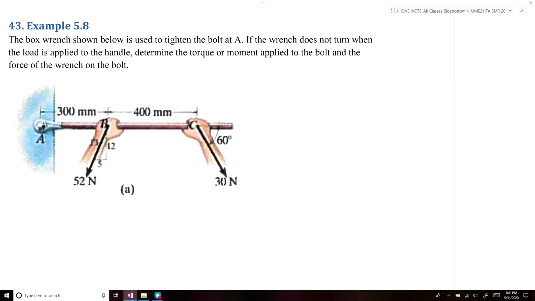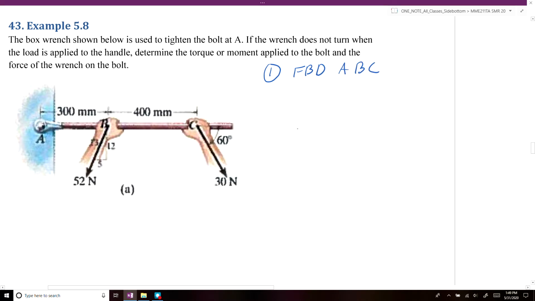So our first step in this problem is we're going to draw a free body diagram of A, B, C. So in this case, we have point A, and we know at point B we have an applied load. We know from point A to point B is equal to 300 millimeters. All right, and then from point B to point C, we know it's equal to 700 millimeters.